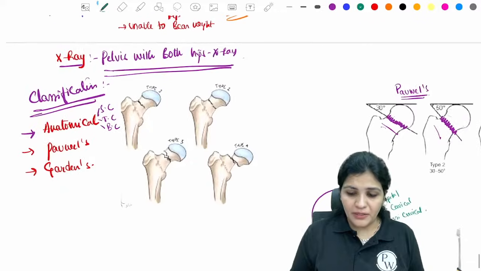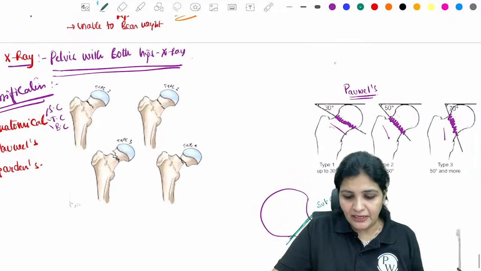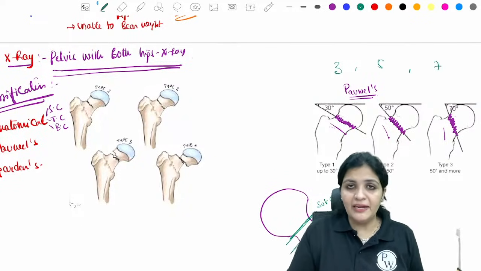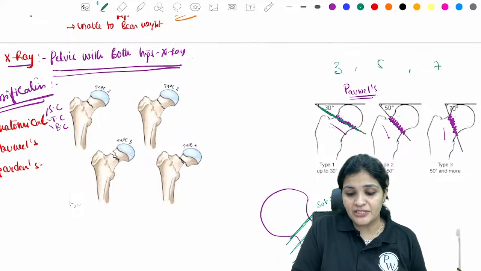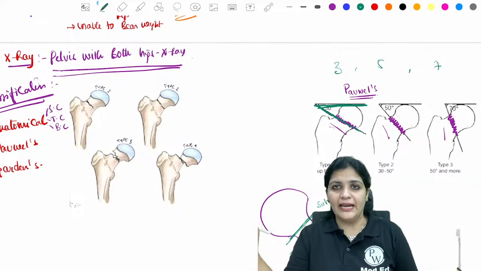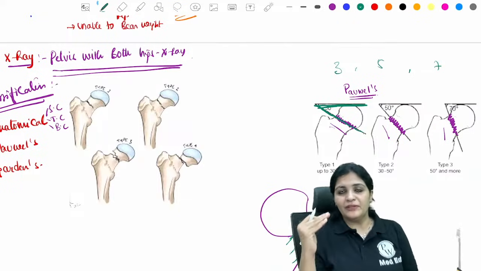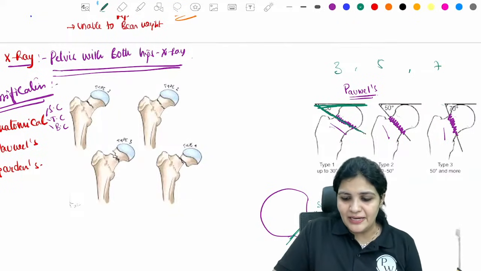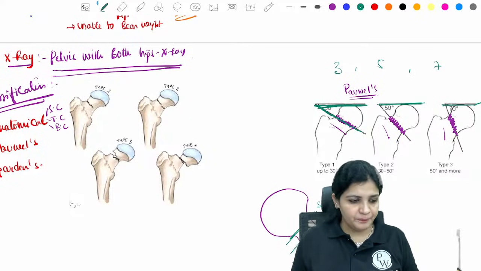And coming to Powell's, not very important, just remember 30, 50 and 70, 3, 5 and 7. These are the degrees made by the fracture line. So this is the fracture line, the angle of the fracture line to the straight line over the head. There is a straight line on the head directly, and what is the fracture making with that straight line? The angle between the fracture and the straight line. The straight line is this, by default the perpendicular.